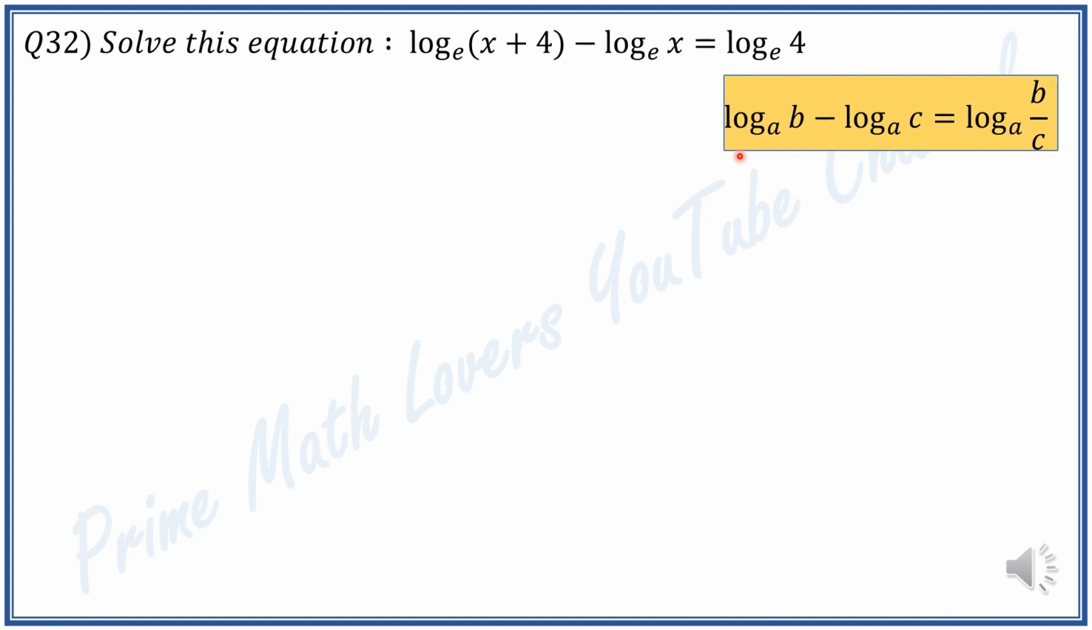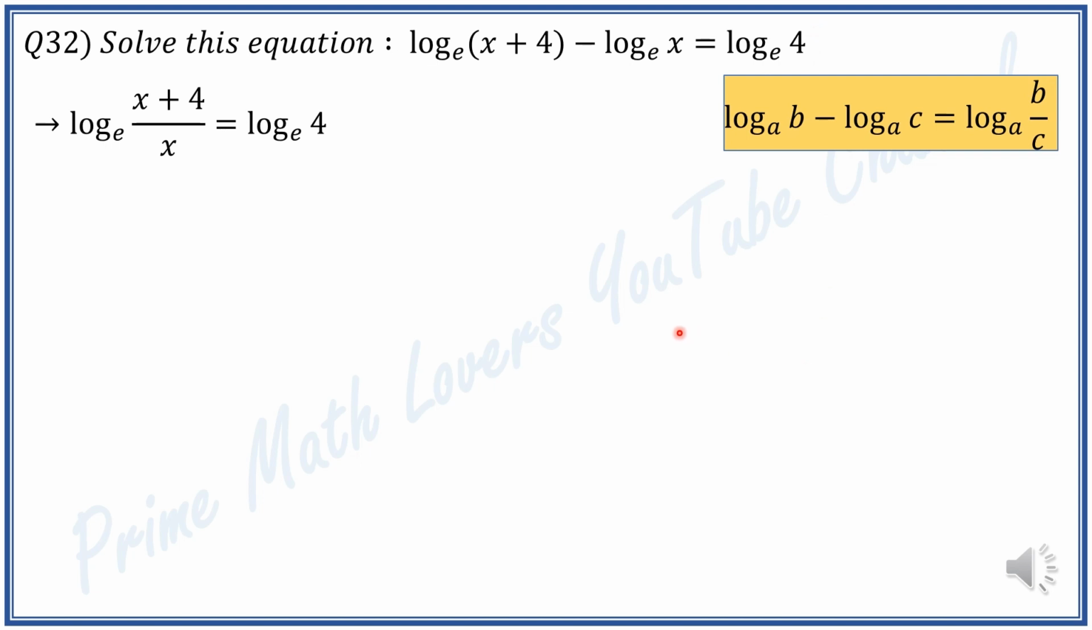There is a rule that says the subtraction of logarithms on the left side indicates division inside the logarithm. So it means logarithm base a of b minus logarithm base a of c is equal to logarithm base a of b divided by c. So I can rewrite this equation as logarithm base e of x plus 4 divided by x is equal to logarithm base e of 4.